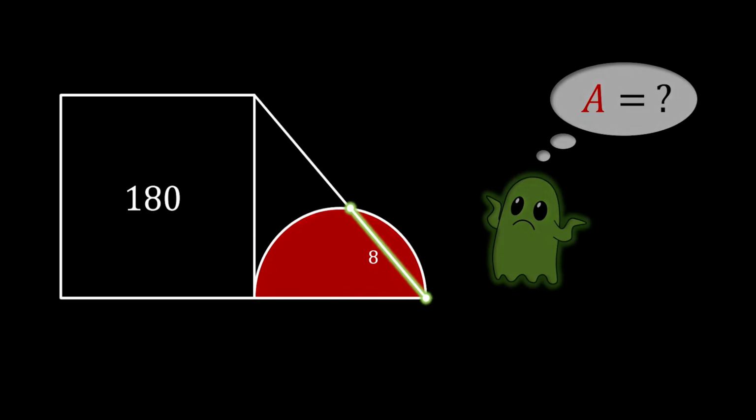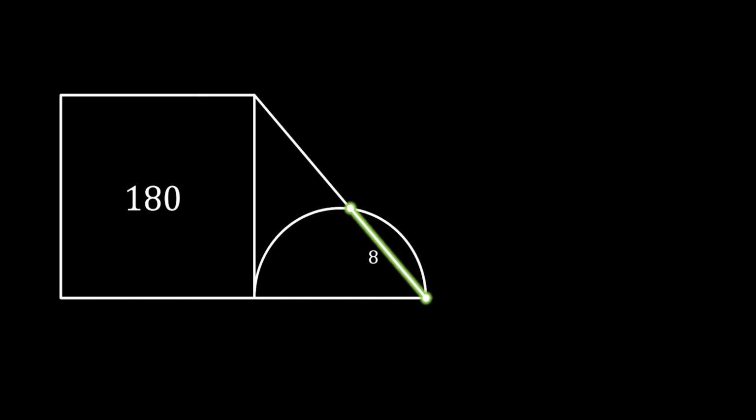Alright, so let's solve this one together. So first, as always, I'm going to label all the vertices of our square as A, B, C, and D, and I'm going to label 2 points of our given segment as E and F. Now first, I'm going to start by connecting the points B and F, and I'm also going to temporarily label the center of our semicircle as O.